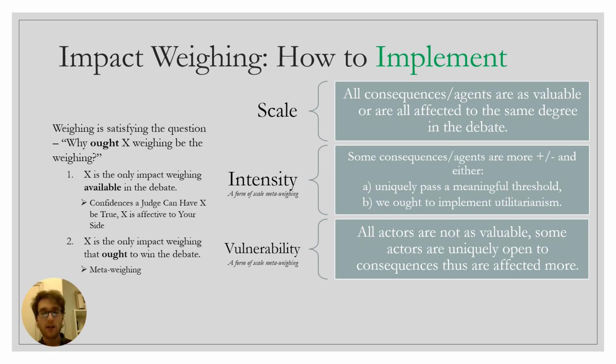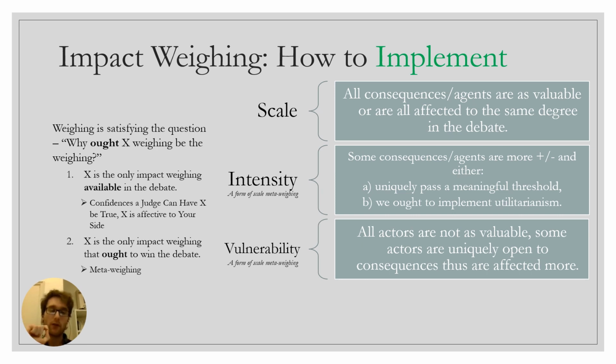So the burden here could be framed as the uniqueness of impact, as in there are some actors that are affected by X rather than other actors, but probably in the more grand scale of vulnerability weighing is that these actors are affected to a greater level than other actors.